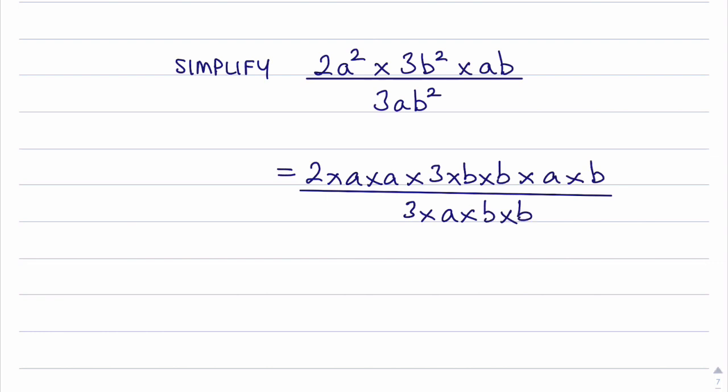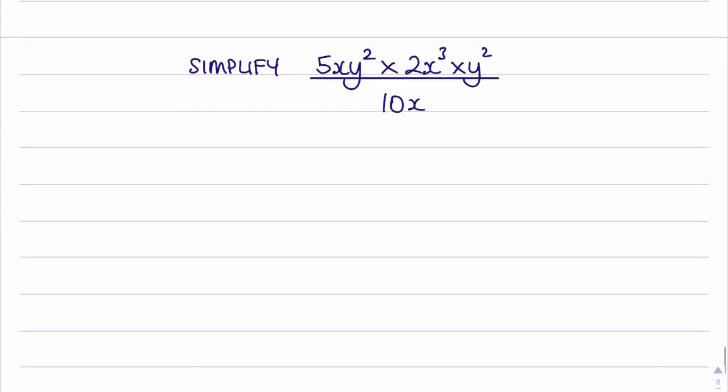Now I could go ahead and rearrange this, get all the a terms together and all the b terms, etc. But I'm just going to go ahead and cancel here. So I can cancel the 3 with the 3. I can cancel this a with 1 from the top. I can cancel a b with a b, and another b with another b. And what I'm left with is, well, I've got the 2, I've got an a here and an a here, so that's a squared, and I've got a b. So 2a squared b. Moving on to the final question here.